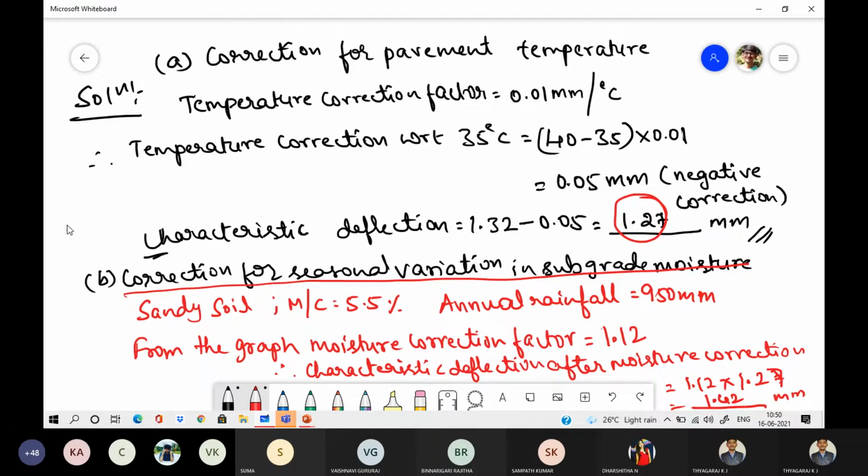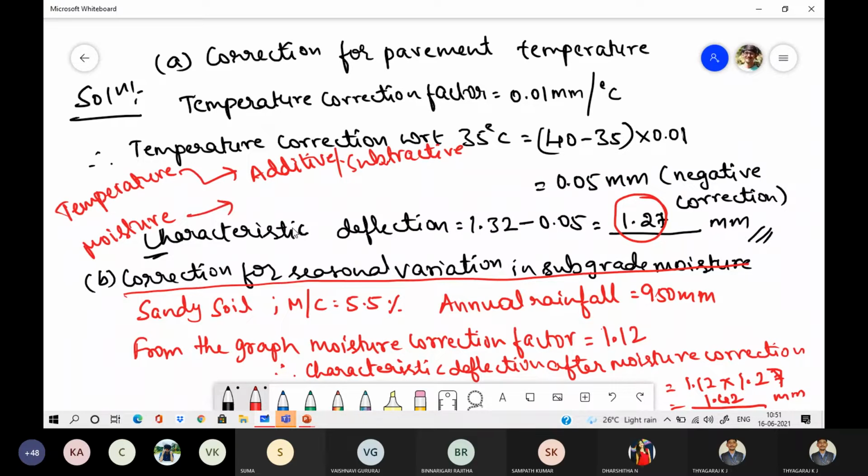Always remember, I'm going to write here: temperature correction. Will temperature correction be additive or subtractive? Subtractive. Moisture correction is always what? Is it additive or multiplicative? Kindly respond. It is multiplicative. Understood? Have you understood this problem? Yes, sir.